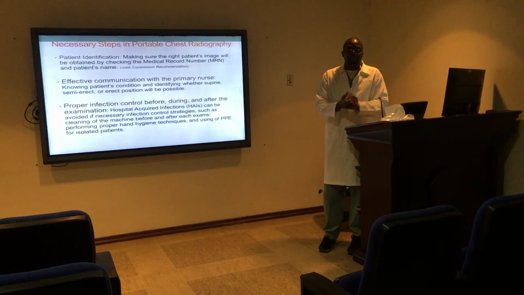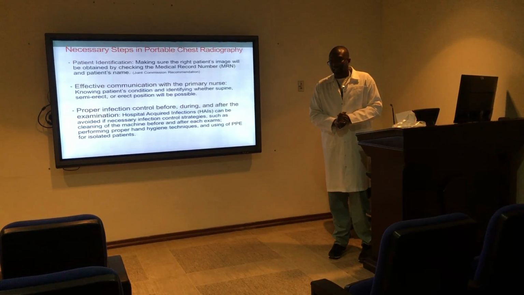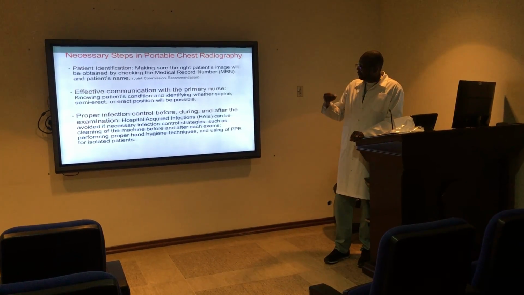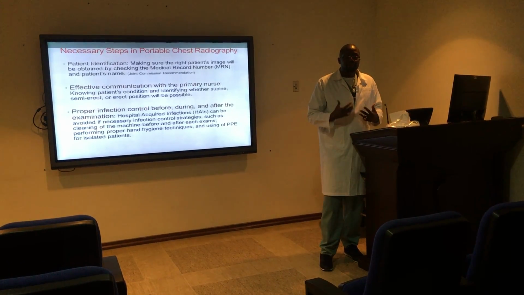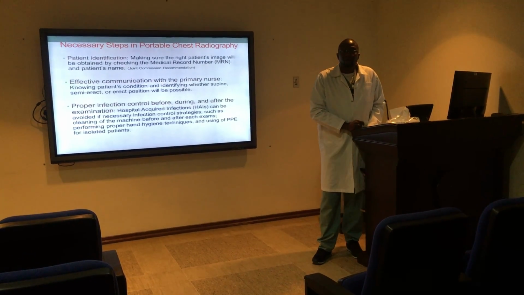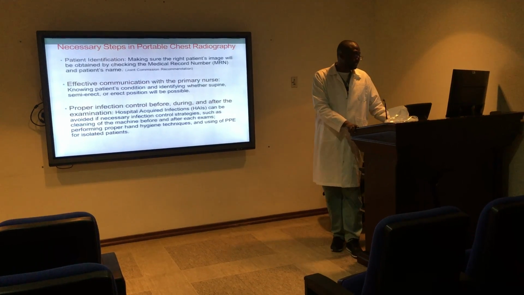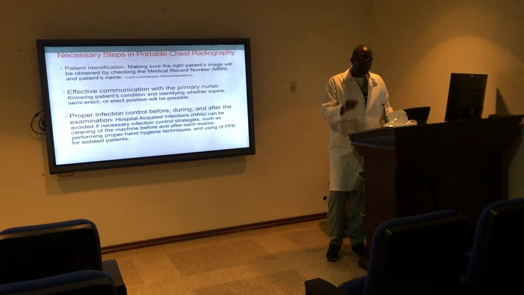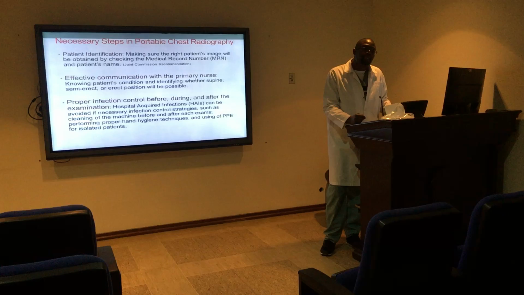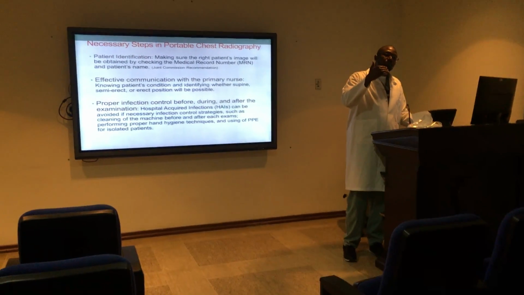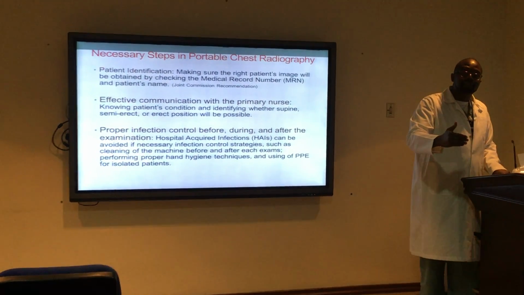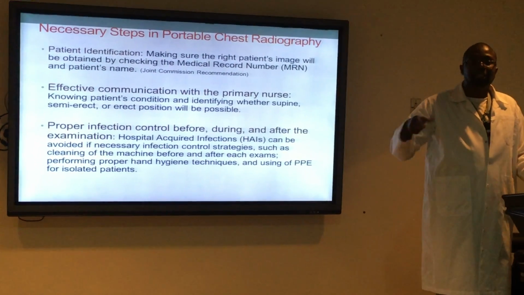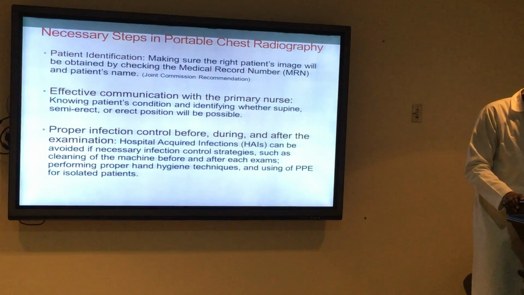Proper hand hygiene, the 5 moments of hand hygiene, and using the right protective apparel, PPE, for isolated patients. So we should always have it at the back of our mind to protect ourselves, our patients, the next patient, and the surrounding environment.